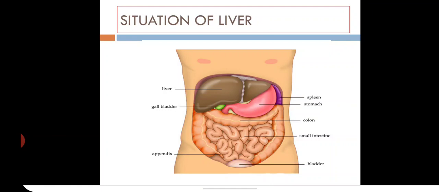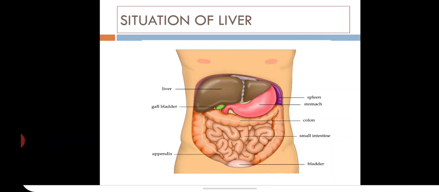Situation of the liver, where it is in the human body. In the human body, the liver is in the upper part of the abdominal cavity beneath the diaphragm. The trunk, the middle part of the body, is divided into thorax and abdomen by the diaphragm. Just below the diaphragm, the liver is situated in the upper right portion of the abdominal cavity, on top of the stomach, right kidney, and intestines.